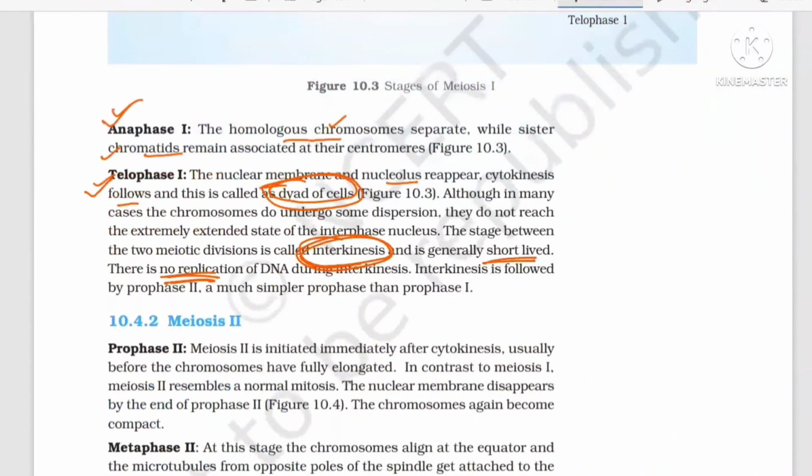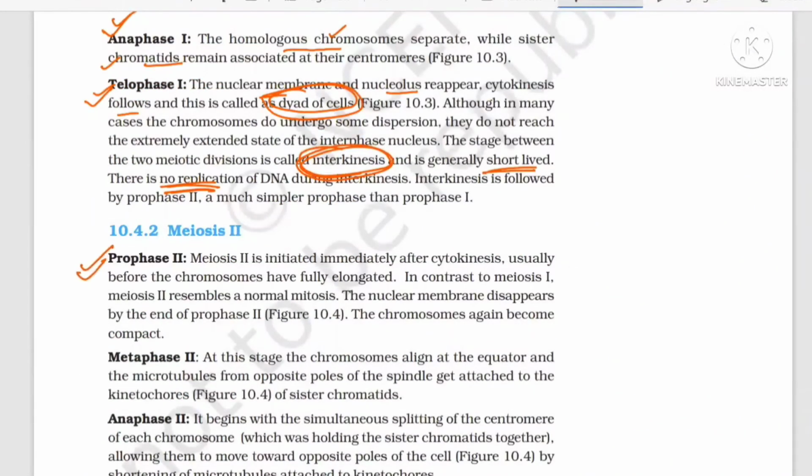After that, it will go for prophase 2. Prophase 2 is just like mitosis. Meiosis 2 resembles normal mitosis, the nuclear membrane will disappear. In metaphase 2, they will come and align at the equator. Microtubules from the opposite pole get attached to the kinetochore of the sister chromatid. Earlier, they were attached to the kinetochore of the homologous chromosome. Now they are attached to the kinetochore of the sister chromatid.